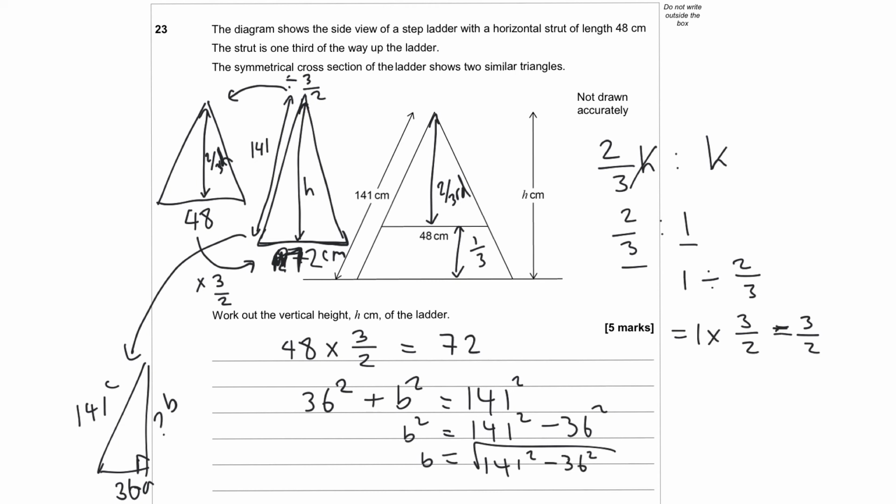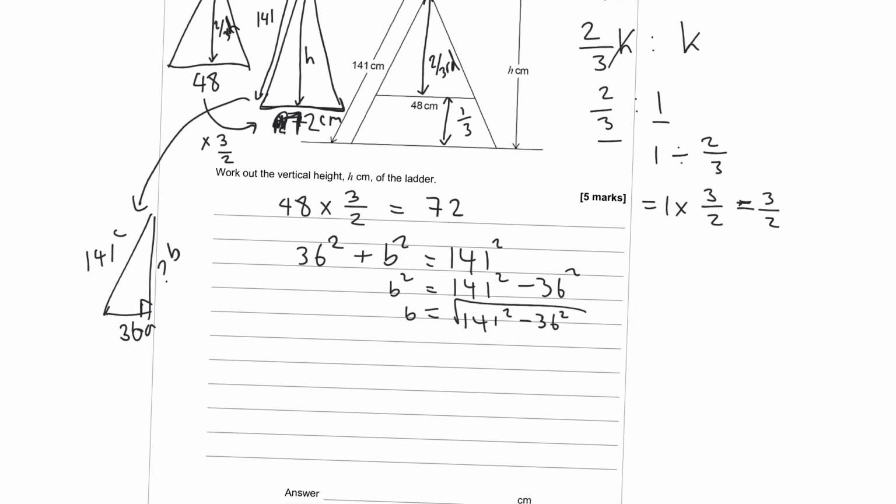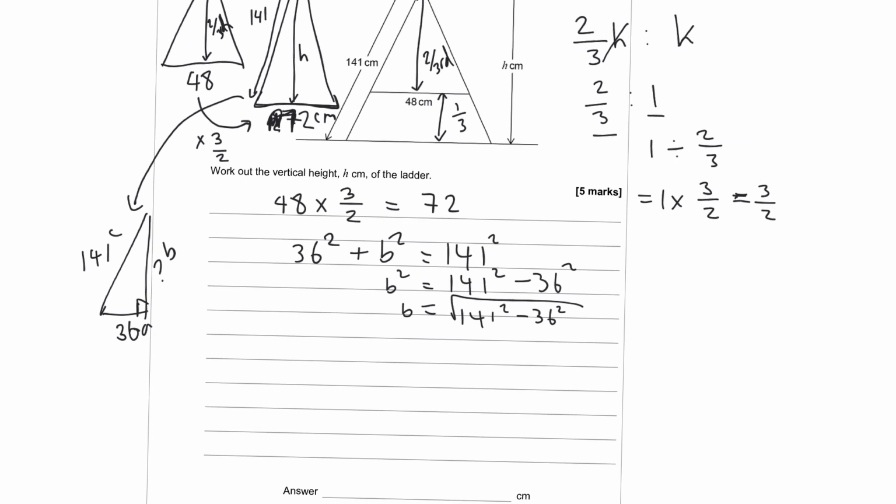And if we put this into our calculators to work out an answer, you should get an answer of 136.2 something something something, or something along those lines. They allowed anything between 136.2 or 136.4, or they even just allowed it if you rounded it to 136. So that's what I'm going to do.